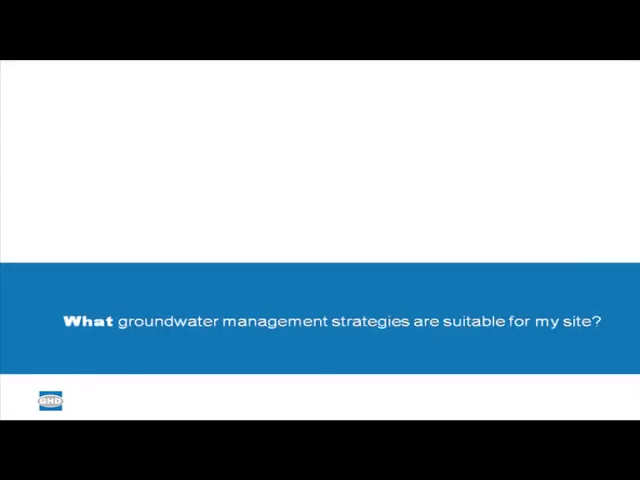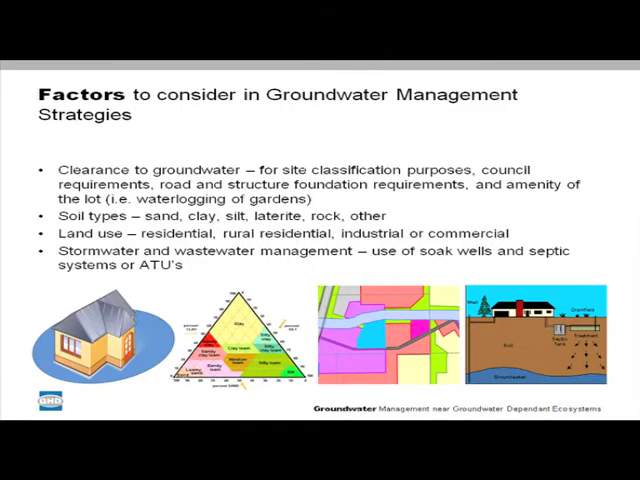So what groundwater management strategies are suitable for your particular site? First, the factors to consider in the groundwater management strategies are firstly the clearance to the groundwater. So are you after a particular classification of your site? Does council have any requirements? What sort of road and structure and foundation requirements are there? And what sort of amenity of the lot do you want to produce? Are you willing for there to be waterlogging of the gardens in the future if there's a particularly wet year? And also soil types.